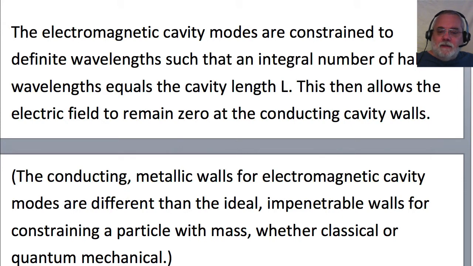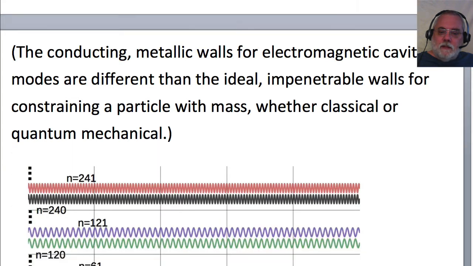The conducting metallic walls for the electromagnetic cavity modes are different than the ideal impenetrable walls for constraining a particle with mass, whether classical or quantum mechanical. So the walls are different, but some of the mathematical results are going to be the same.